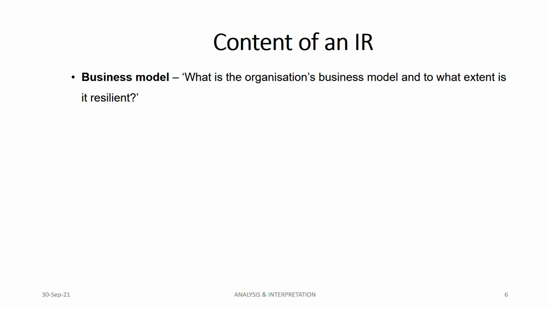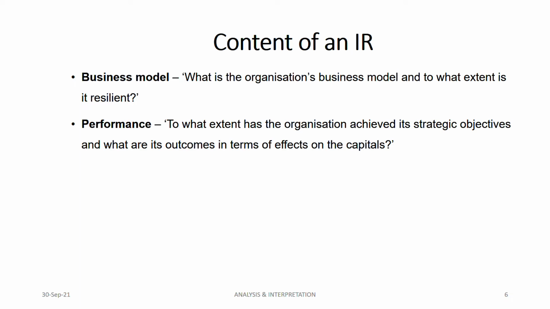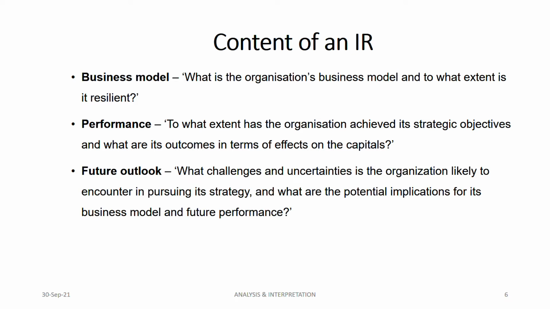It has to be there. Performance, in terms of the six capitals: your natural, financial, human, social, all those capitals. How much have you achieved in terms of the objective that you have set for each of the six capitals? Performance is something easy. Future outlook: what are the challenges or uncertainties that your entity is going to face to pursue the strategy? And also, what are the implications of this on your business model and the future performance?